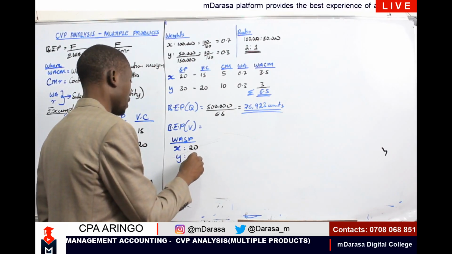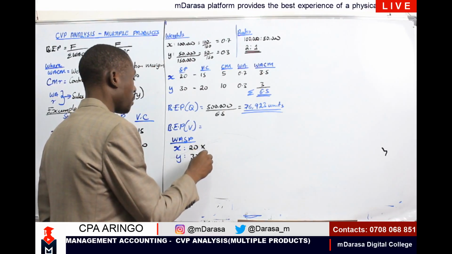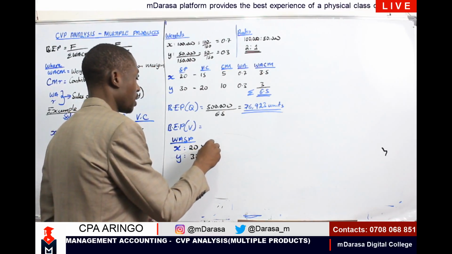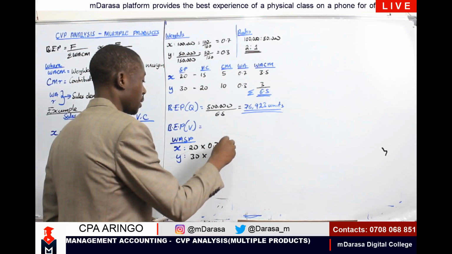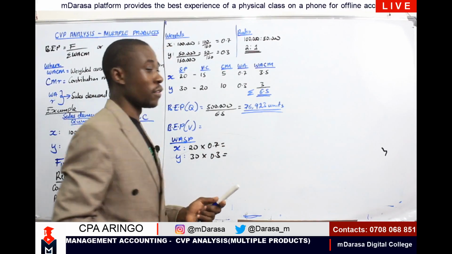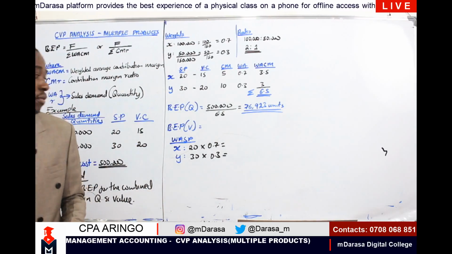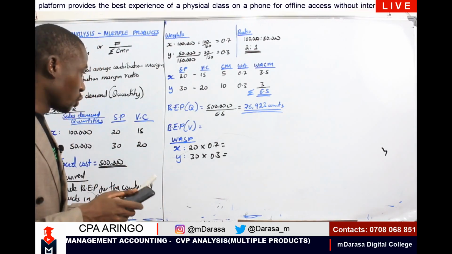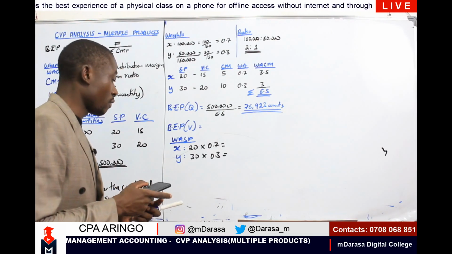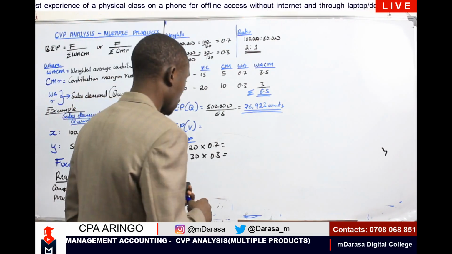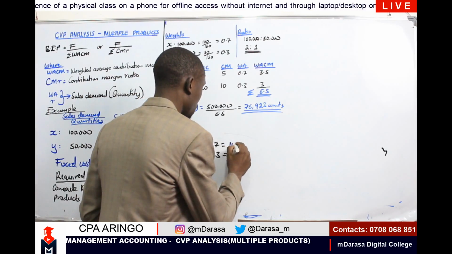For Y, we had 30. We multiply by our weights. Weights for X, 0.7. Weights for Y, 0.3. So that should give us how much? For the first case, we should be talking of 20 by 0.7. That should give me a figure of how much? 14, right? That should give us 14.